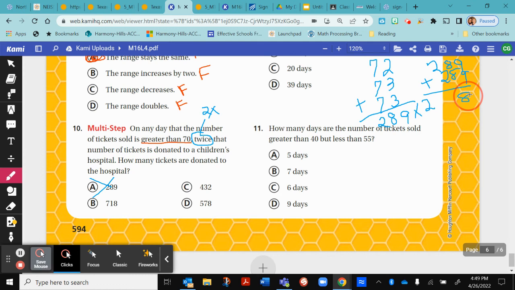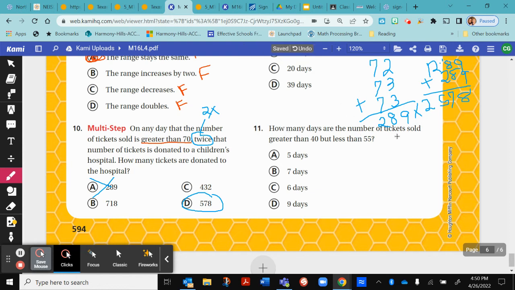9 plus 9 is 18. Regroup my 1. 8 plus 8 is 16, plus 1 is 17. 2 plus 2 is 4, plus 1 is 5. So the answer is D, 578. Now let's take a look at that last problem.